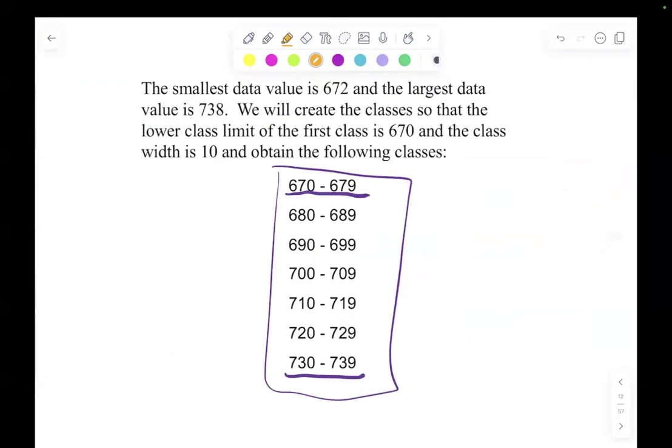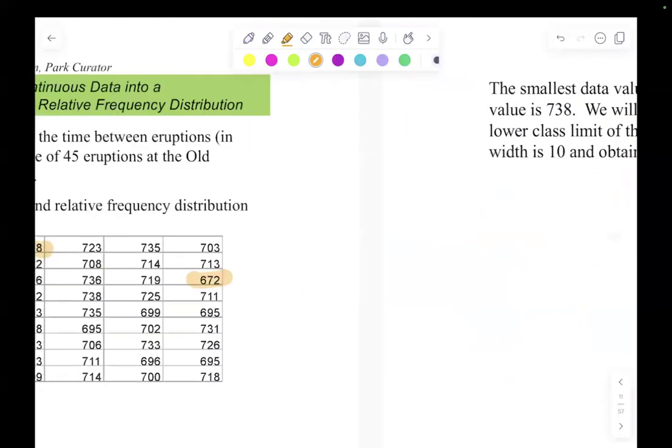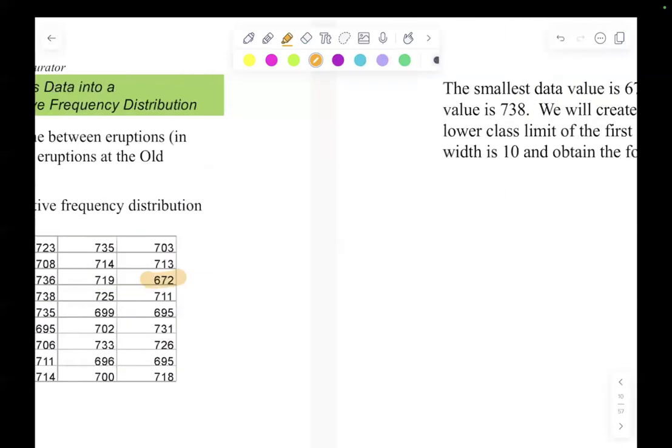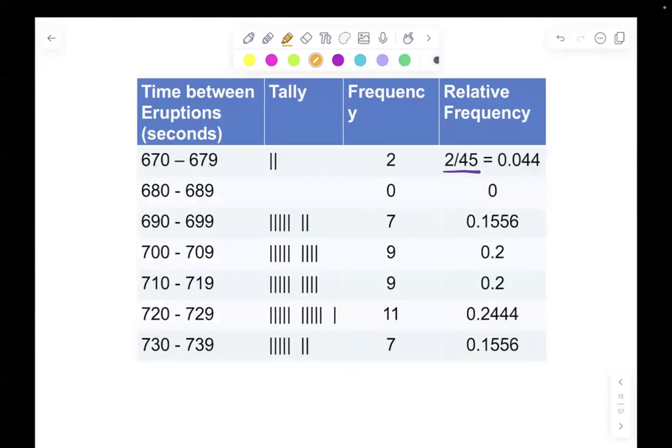Oh, I see. So you're going back to the data to see what was between 670 and 679, for example. Right. I did that with each of them. Okay, thank you. No problem. I'm sure somebody else had that very question. And then there were none of them between 680 and 689.